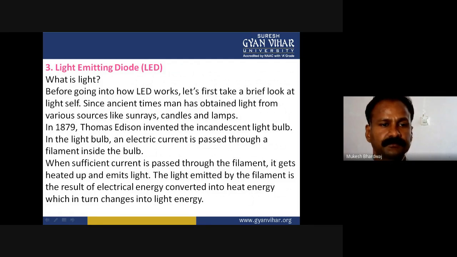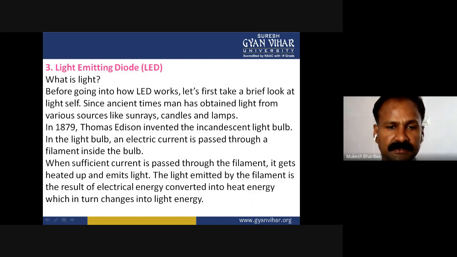Since ancient times, man has obtained light from various sources like sun rays, candles, and lamps. In 1879, Thomas Edison invented the incandescent light bulb. In the light bulb, an electric current is passed through a filament inside the bulb. When sufficient current is passed through the filament, it gets heated up and emits light. The light emitted by the filament is the result of electrical energy converted into heat energy, which in turn changes into light energy.